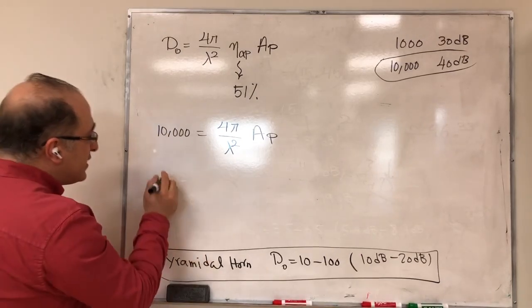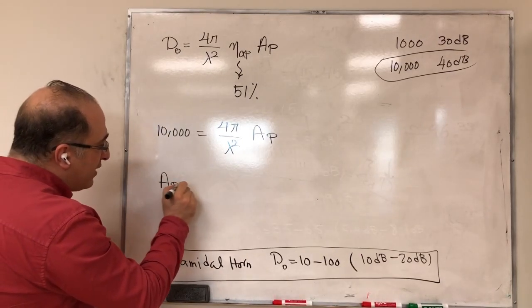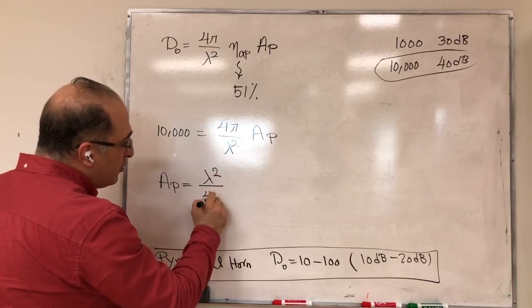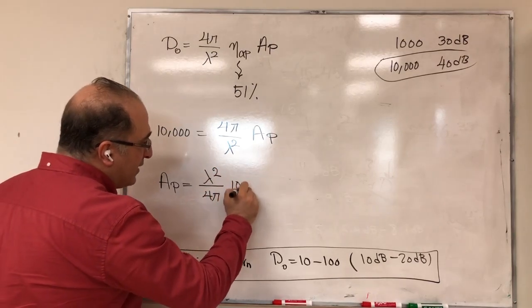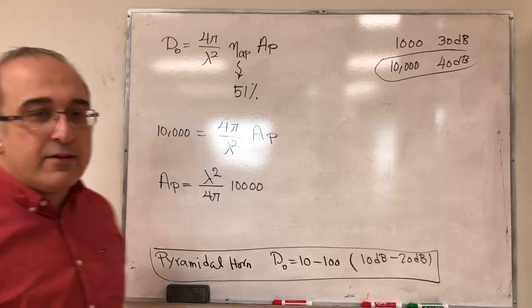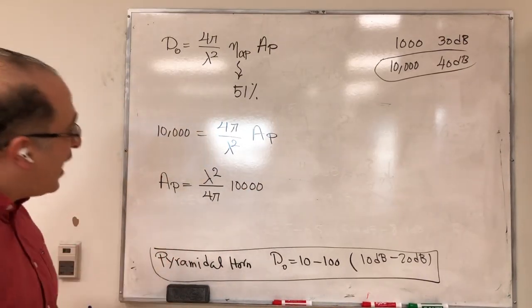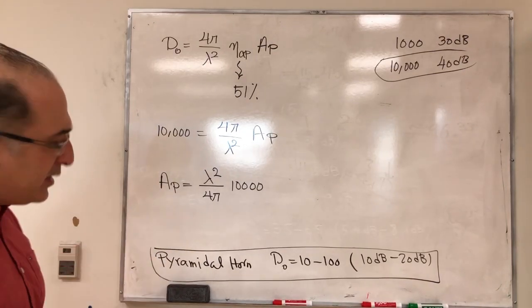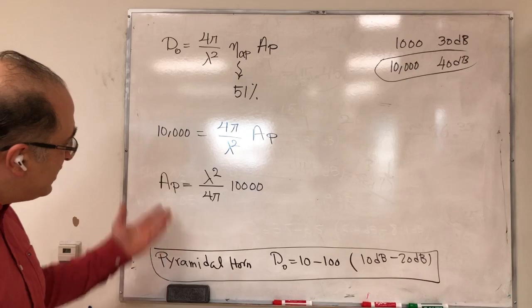So based on this, we end up with the physical area of lambda squared divided by 4 pi, times 10,000. So this is the physical area that I need to have. Now, what is my dimension? What is my physical area?